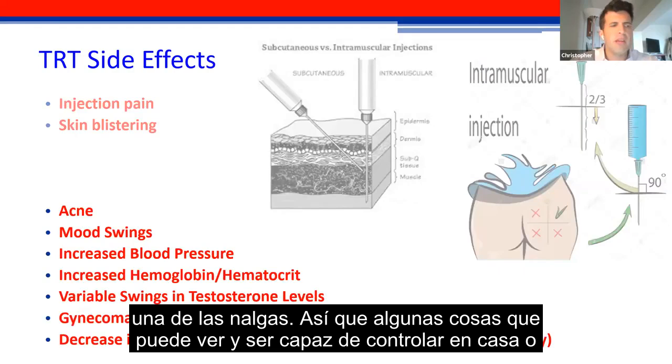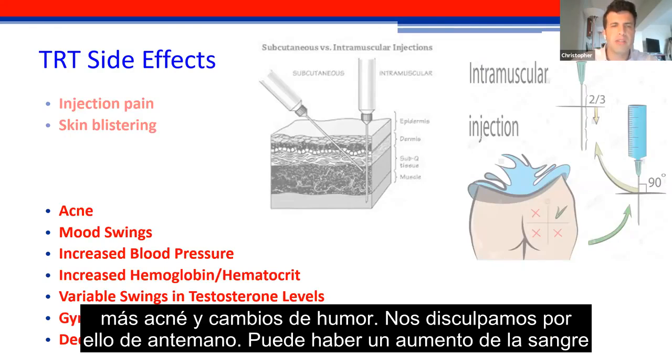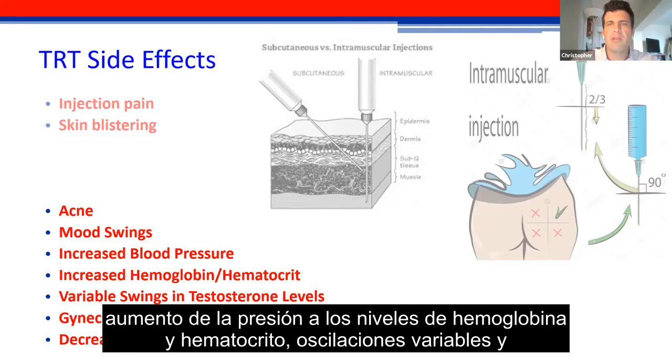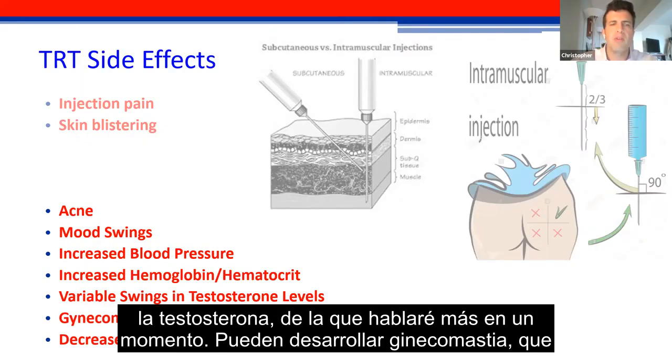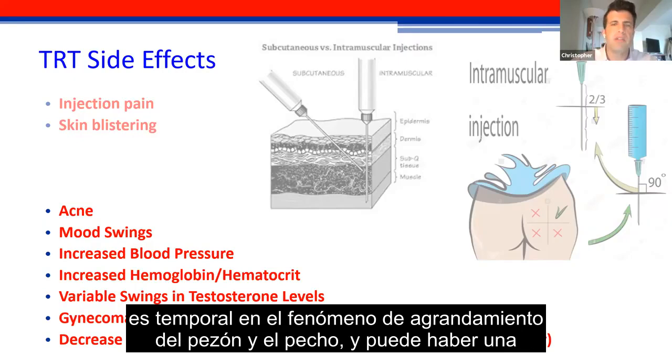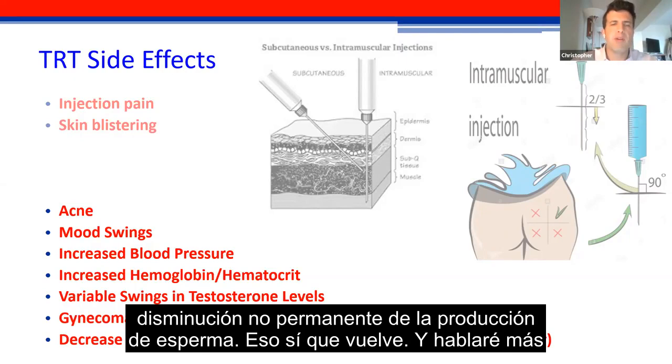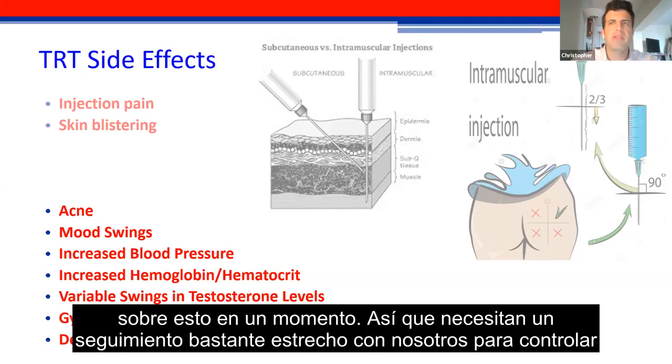So, some things you may see and be able to monitor for at home are more acne and mood swings. We apologize for that in advance. There can be increased blood pressure, increased hemoglobin and hematocrit levels, and variable swings in testosterone, which I'll talk more about in a moment. They can develop gynecomastia, which is temporary, a nipple and chest enlargement phenomenon. And there can be a temporary and non-permanent decrease in sperm production that does come back, and I will talk more about this in just a moment.